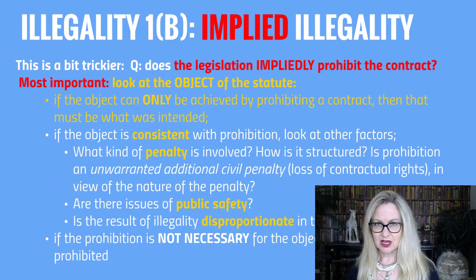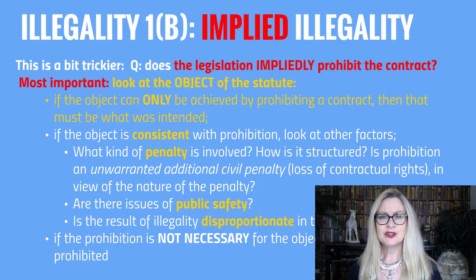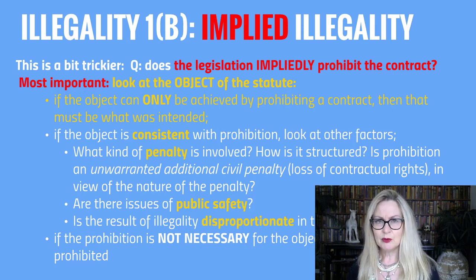Looking next at implied illegality, this is a little bit trickier, obviously, because it's not all spelled out for you nicely in the legislation. So you need to do a bit of forensic digging around in the Act and its text to work out whether you can imply from the sum total of it that the contract should be prohibited and therefore illegal. If there is an objects clause, go straight to the objects clause. So what you're trying to get at is what the Act is directed at, what the legislation is designed to achieve or protect, for example. If the object can only be achieved by prohibiting a contract, then that's what Parliament will have intended.